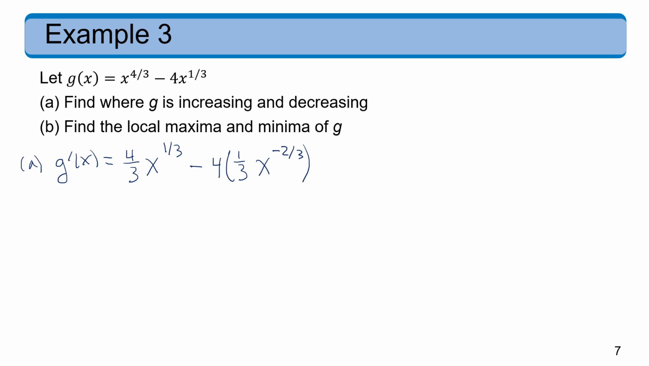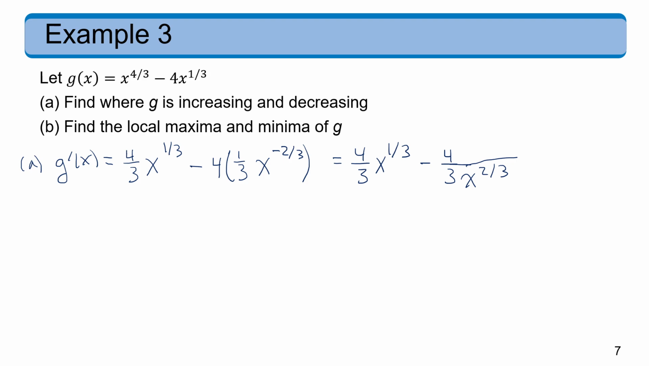Now let's simplify this. I'll keep the first term as it is. And then the second term we could write as minus 4/3, and we could bring the x to the negative 2/3 down to the denominator and make it a positive 2/3. Okay, so that's fine. You could simplify differently, but I think this will work for our g prime.